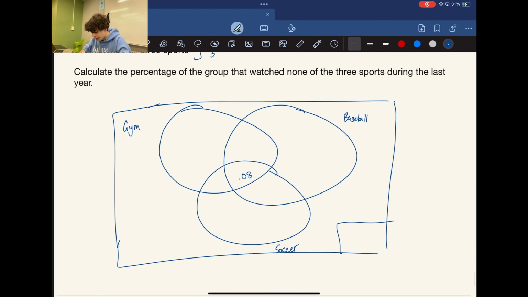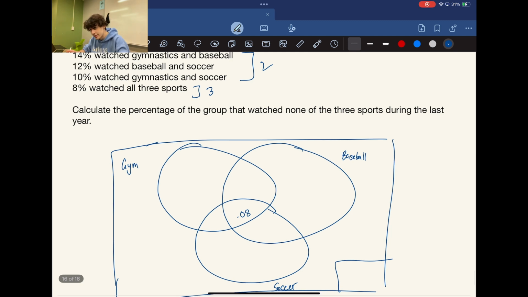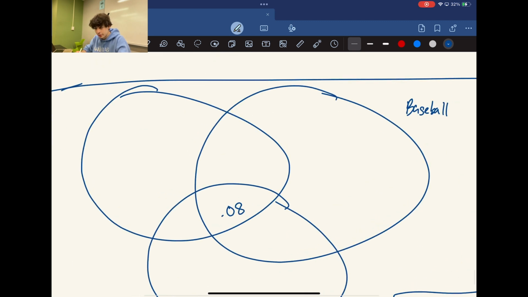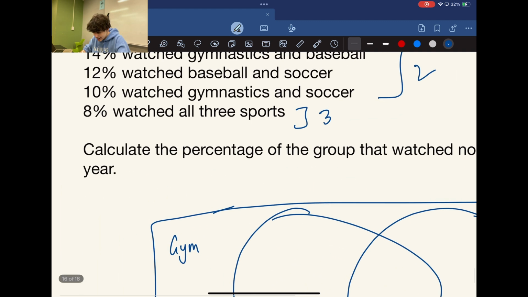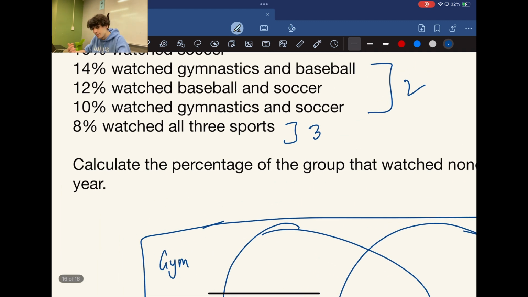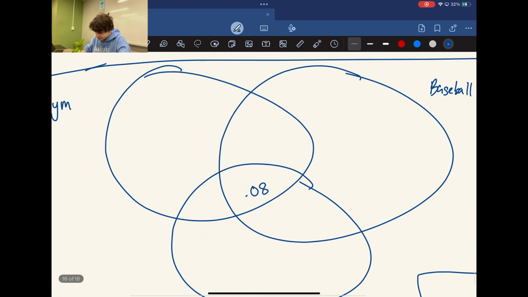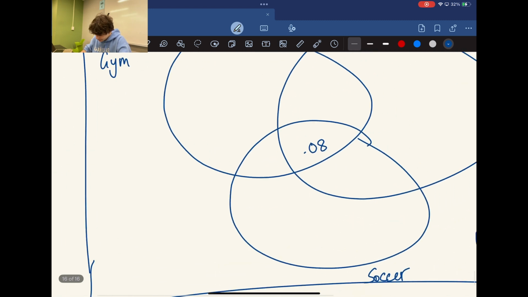There's nothing that's going to be stealing from the sample size. If you watch all 3 sports, there's 100% chance you watch 2, and there's 100% that you watch 1. So none of these other circles are taking away from that 8%, but when you go to 2, they will. So 10% watch gymnastics and soccer. So you've got to find the intersection.